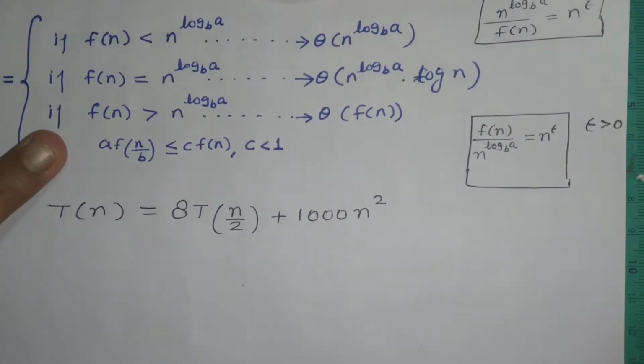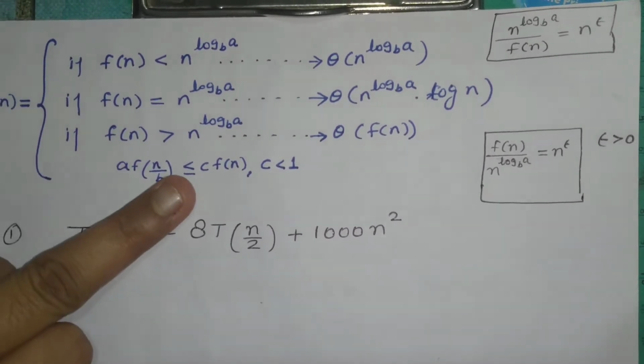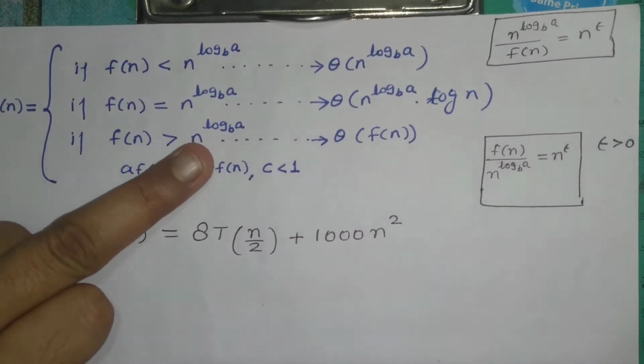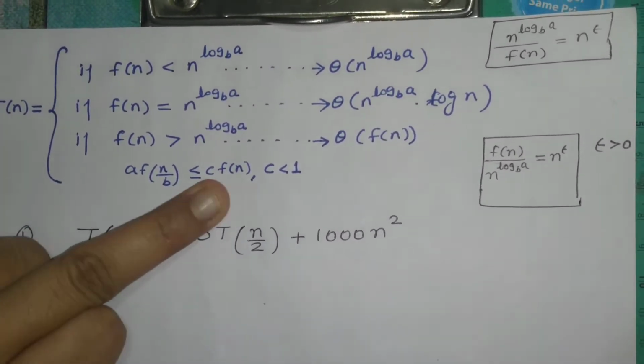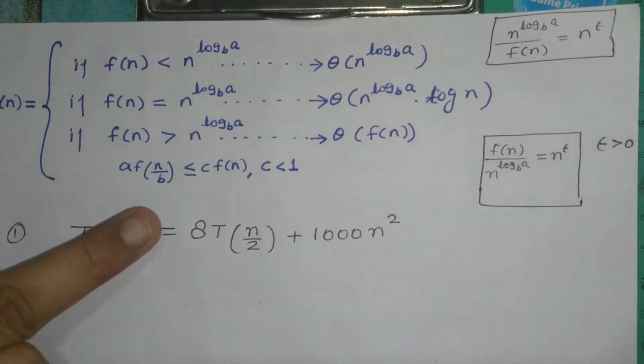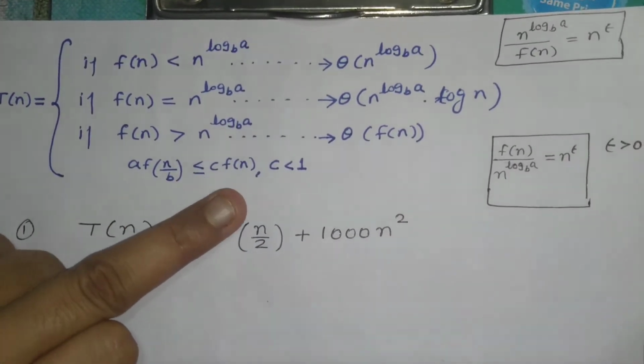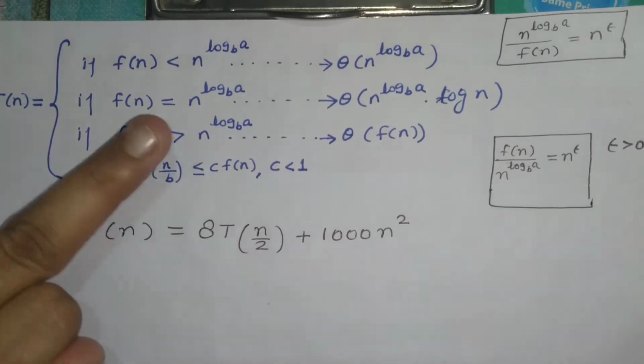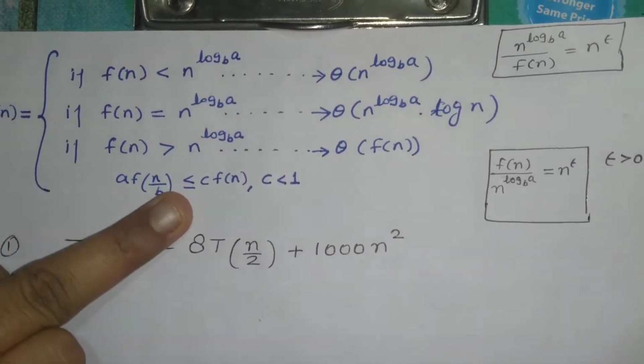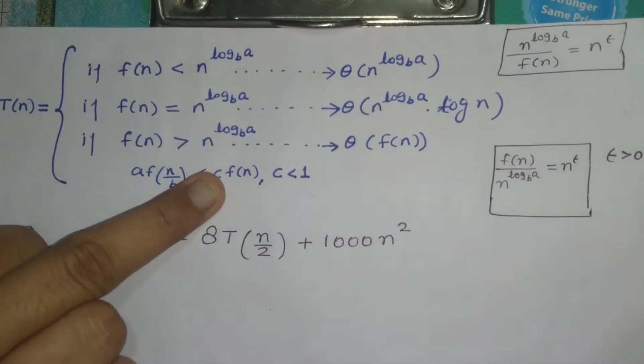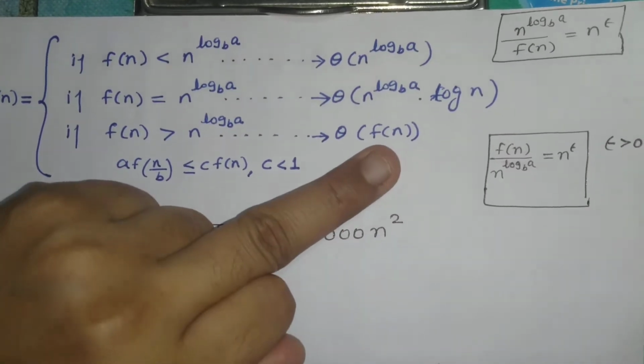And in the third case, if f(n) is greater than n^(log base b a), then along with this, we also check this regularity condition: a f(n/b) less than or equal to c f(n), where c is less than 1. If both the conditions are satisfied, then it is case three and the solution is theta of f(n).